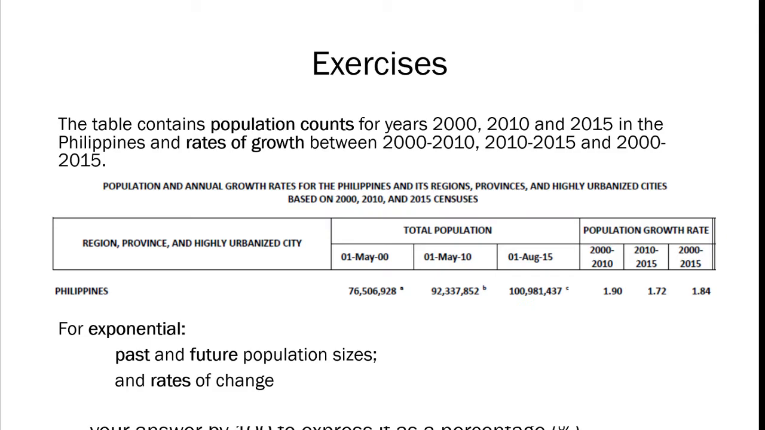For example, let's say that given the data on May 1, 2000 and given the data on May 1, 2010, what if I asked you to compute the annual rate of growth between those two dates? Would it be close to 1.90 as shown here in the table, or would it be a little bit different? So I'm going to give a spoiler. Of course, we expect it to be very near 1.90 because we're actually using the same formula. All right.